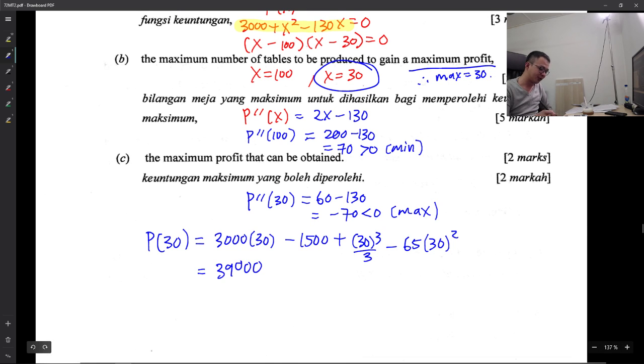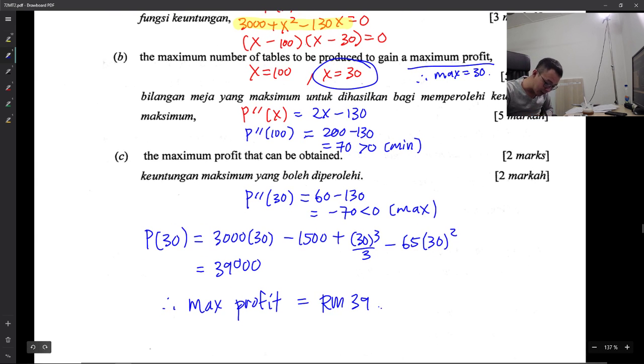39,000. So therefore my maximum profit will be RM 39,000. Okay, don't put a comma. It's fine, just 39,000.